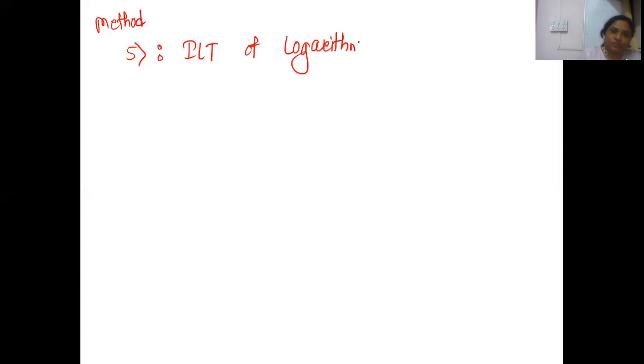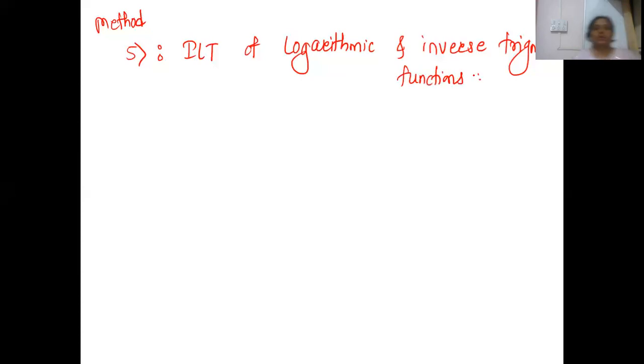logarithmic and inverse trigonometric functions. Inverse Laplace transform of your functions will be particularly log or inverse trigonometric. What is inverse trigonometric? Trigonometric, you know, sine, cos, tan, and inverse of that means the function should be like tan inverse, cot inverse, and logarithmic functions, so log s square, like that.